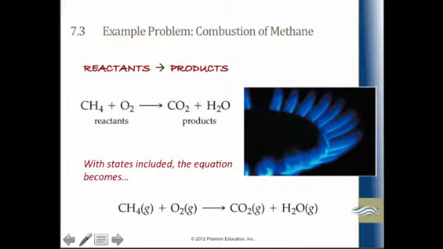Let's consider the combustion of methane. Combustion means we're going to burn a hydrocarbon in the presence of oxygen. Here we have a gas grill shown. This is methane burning. Methane is CH4. Well, our reactants are CH4 and oxygen. And here's a case where I could use the little triangle.